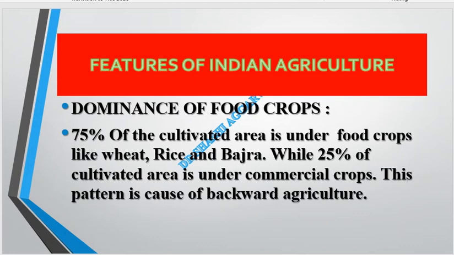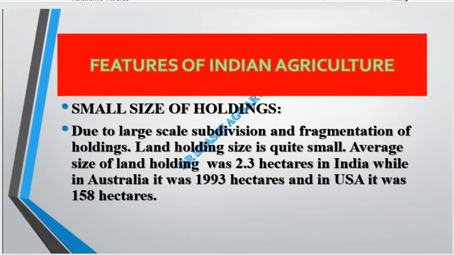Dominance of food crops. 75% of the cultivated area is under food crops like wheat, rice, bajra, while 25% of the cultivated area is under commercial crops. So this is the reason for the backward agriculture in India.